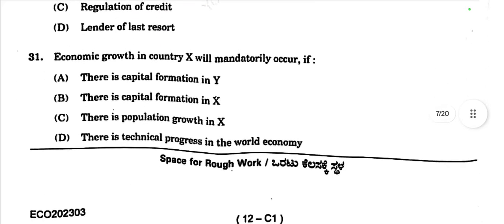Then question number 31: economic growth in country X will mandatorily occur if there is capital formation in Y, capital formation in X, population growth in X, or technical progress in the world economy. So economic growth in country X will mandatorily occur if capital formation in X increases. So there is capital formation in X. Option B is the right choice.